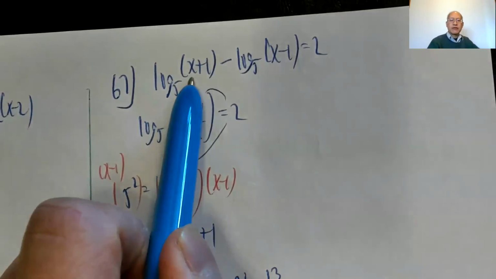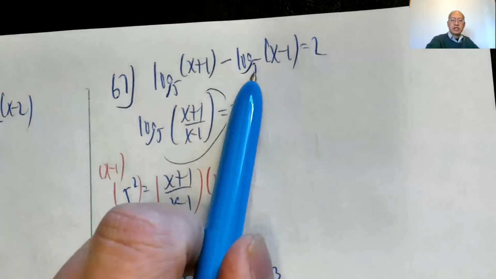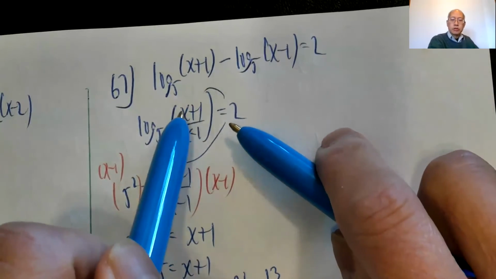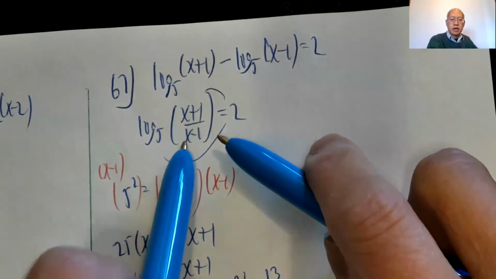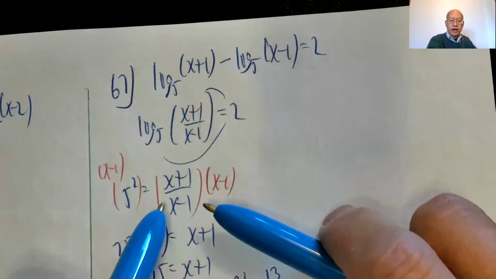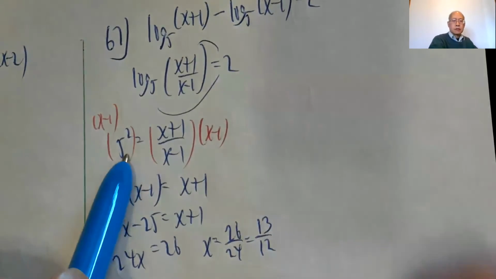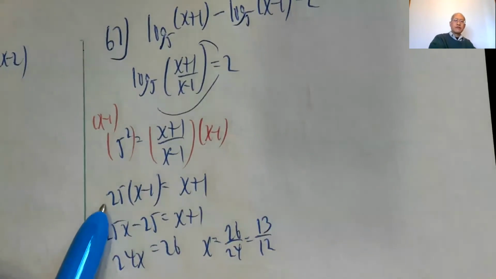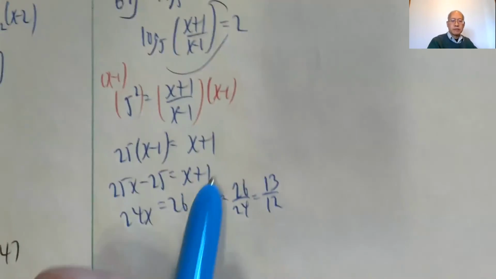67, log base 5 of x plus 1 minus log base 5 of x minus 1. Put it together as a log base 5 of the quotient, sorry, x plus 1 over x minus 1. Unscramble it. 5 squared equals x plus 1 over x minus 1. Okay, multiply both sides by x minus 1 to clear the fraction. 5 squared is 25. 25 times x minus 1 equals x plus 1.